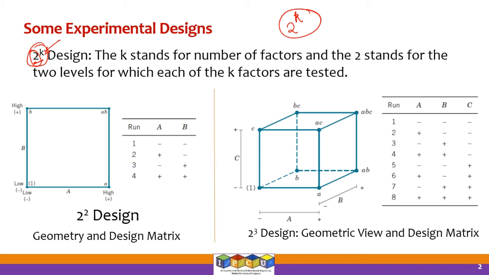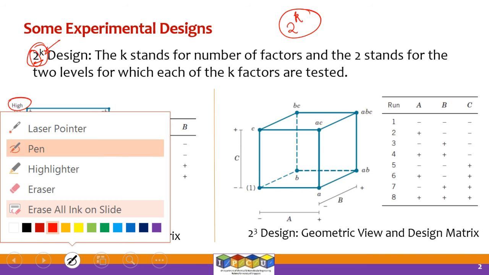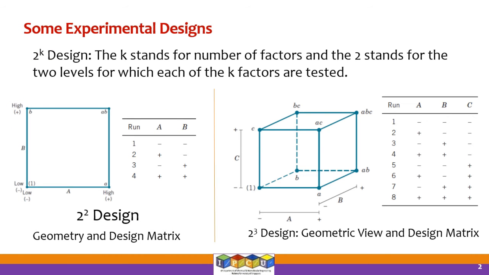So if you look at the illustration here, I show both the geometry and the design matrix. This is a 2 to the power of 2 design because there are two factors here, which are called A factor and B factor. You can even call them x1 and x2, doesn't matter. One factor is this and the other factor is this. And each of them will be tested at two levels: low and high for factor A, low and high for factor B. Therefore, the experiments will be done at the corners of this square.